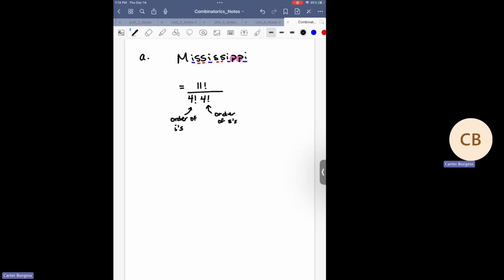And then to take into account the order of the P's, what am I going to have to do? Divide out 2 factorial for the order of the P's. Technically speaking, it is maybe a little bit more precise to include a 1 factorial here as well. What would the 1 factorial stand for? It would stand for M. It's the number of ways that I could shuffle M around. There's only 1, right? I can't switch M with any of the other letters.